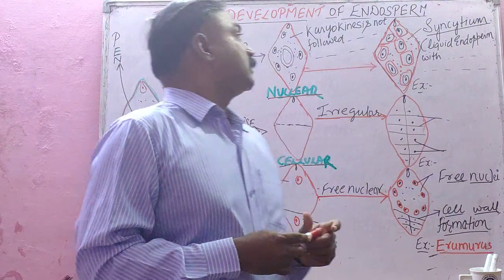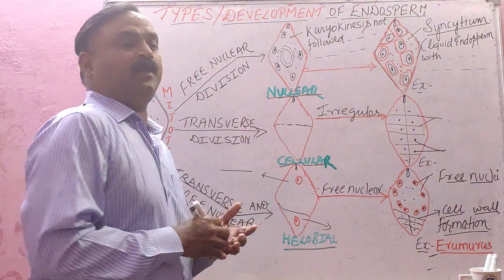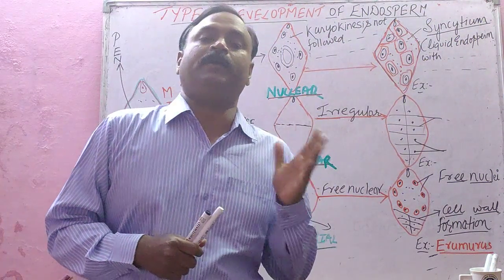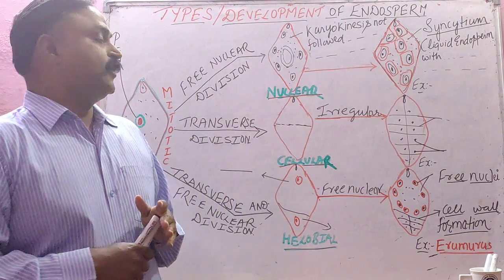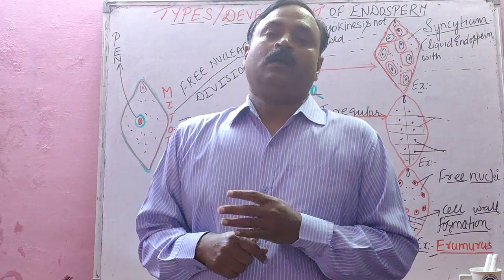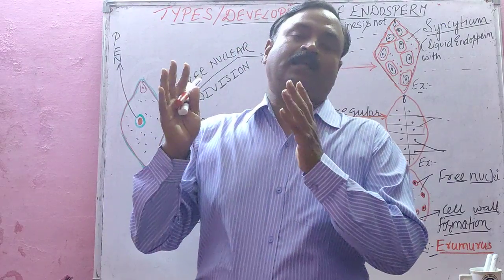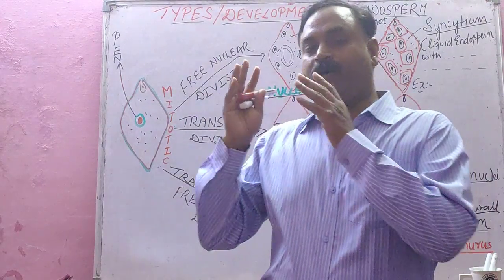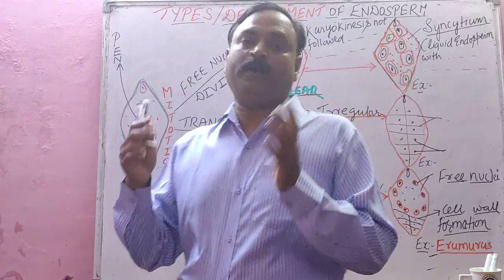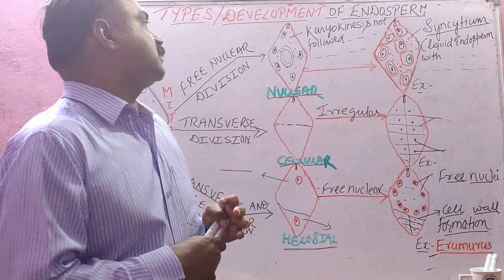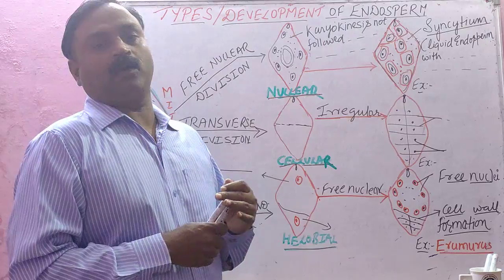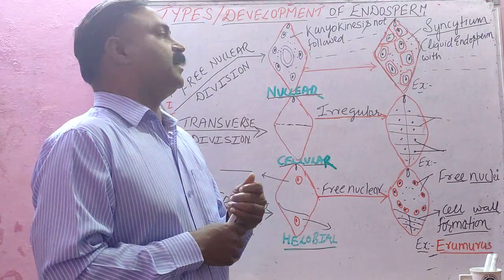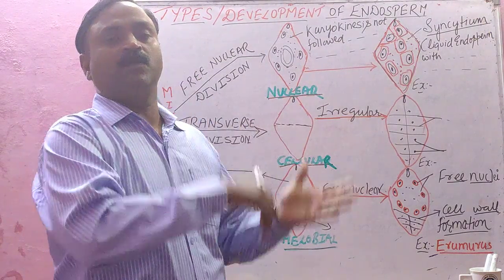Hello student. Now we are on the topic types or development of endosperm. Student, you know what is endosperm? Endosperm is formed after the fusion of the second male gamete with polar nuclei, that is triploid, and the main function is it nourishes the developing embryo in the dicot. It nourishes the developing embryo in dicot as well as monocot.